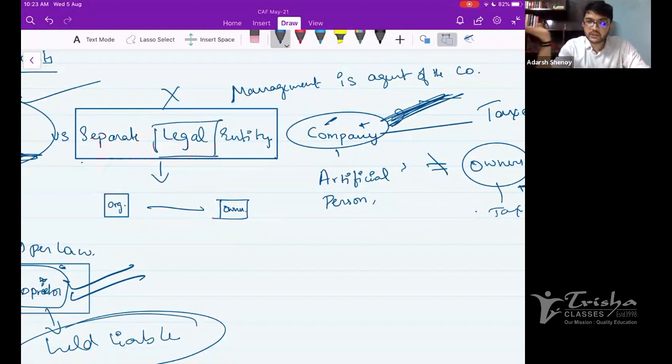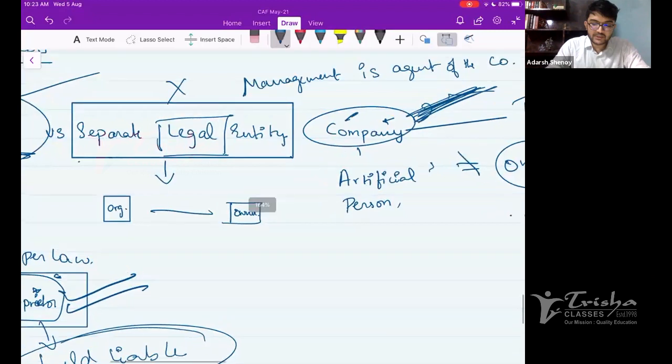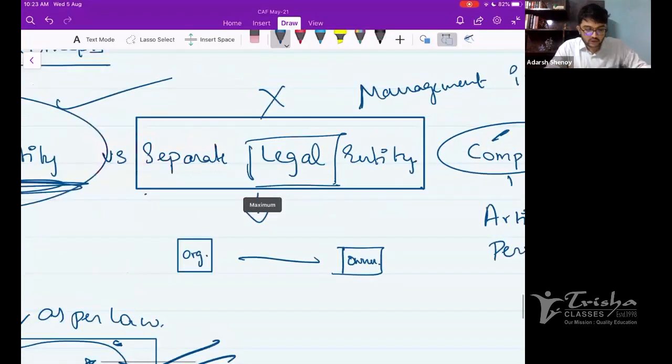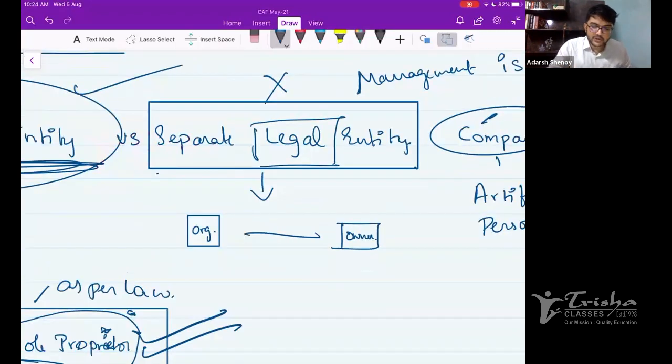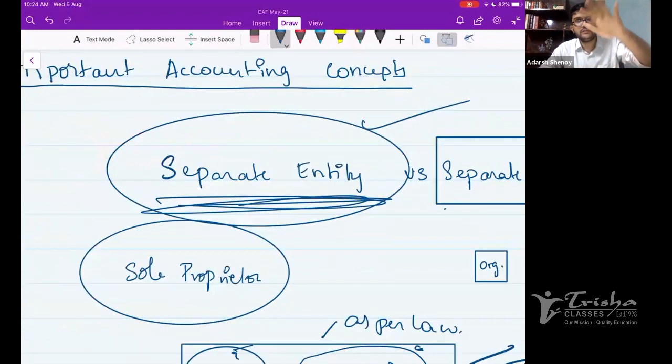They are appointed by the shareholders, but the board of directors or the management is the agent of the business, and that is how the decisions are taken. So the separate legal entity concept is followed. This particular concept is followed by the law, by the codes of law, by the acts, by the statutes. But the separate entity concept we follow not just for companies, we follow it for each and every organization, each and every business.